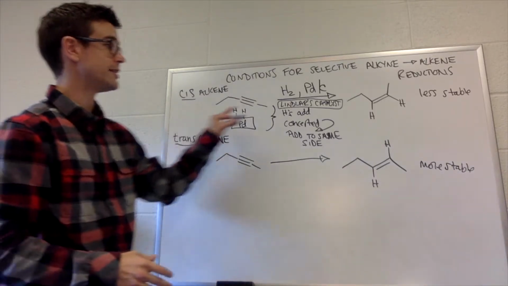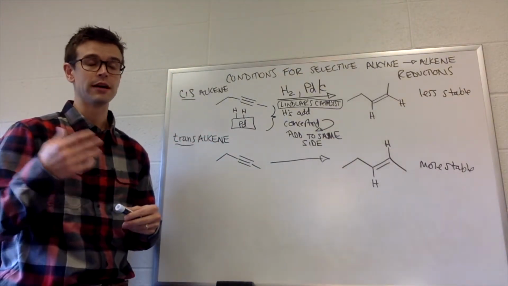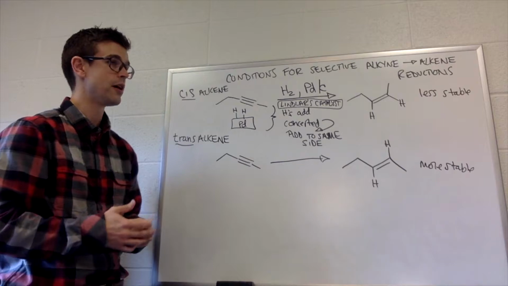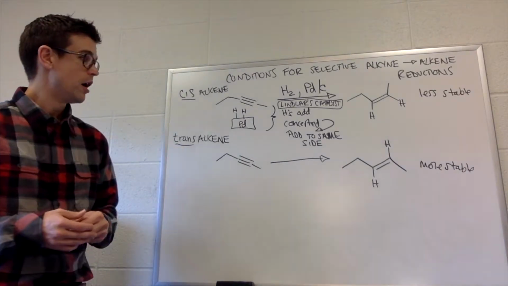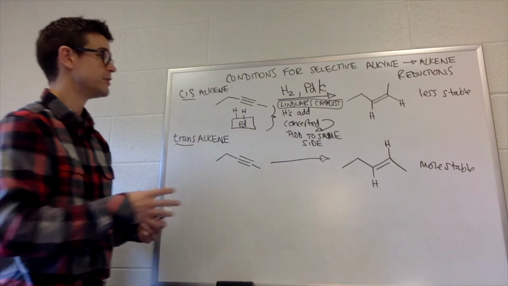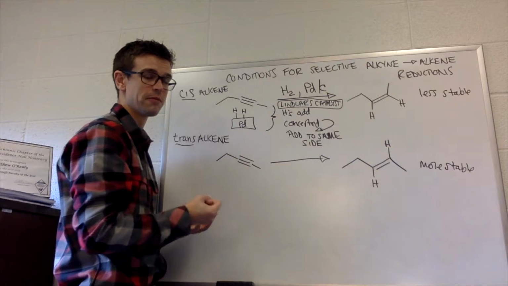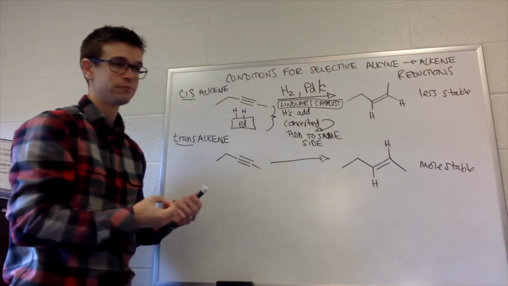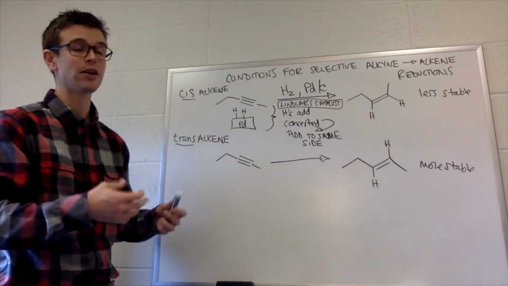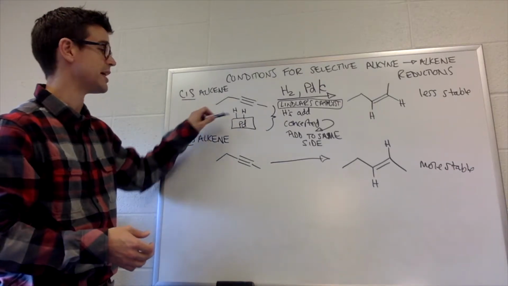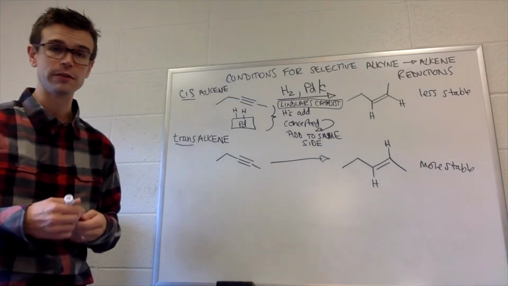Okay, so that's how we make a cis alkene. We use hydrogen with Lindlar's catalyst, so it's another catalytic hydrogenation. What about a trans alkene? For trans alkenes, we're going to have to use some other type of reagent, because if we use any type of metal catalyst, it's going to work by the same mechanism that we've already described. So we have to do it a little bit differently.